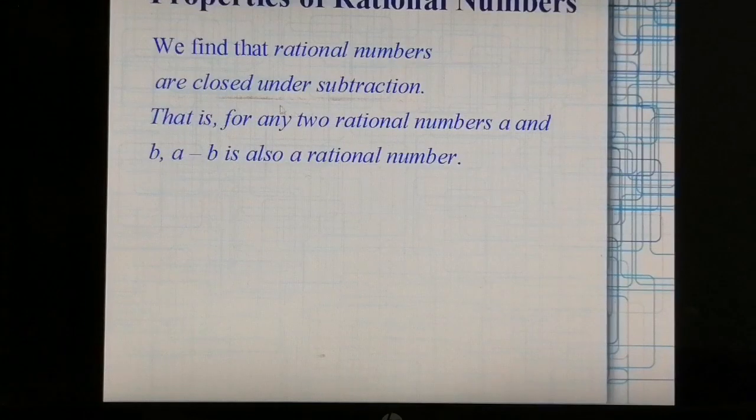We find that rational numbers are closed under subtraction. That is, for any two rational numbers a and b, a minus b is also a rational number.